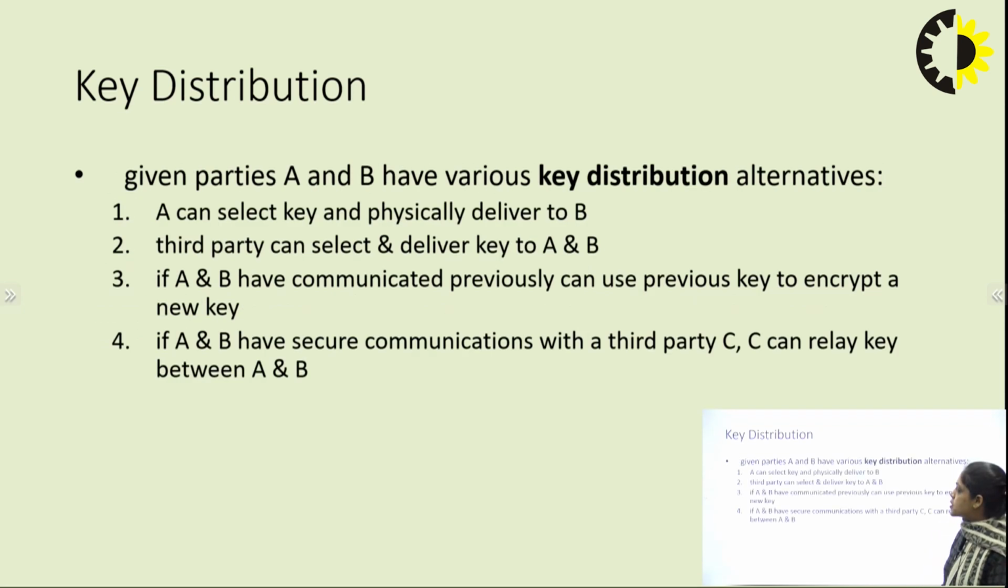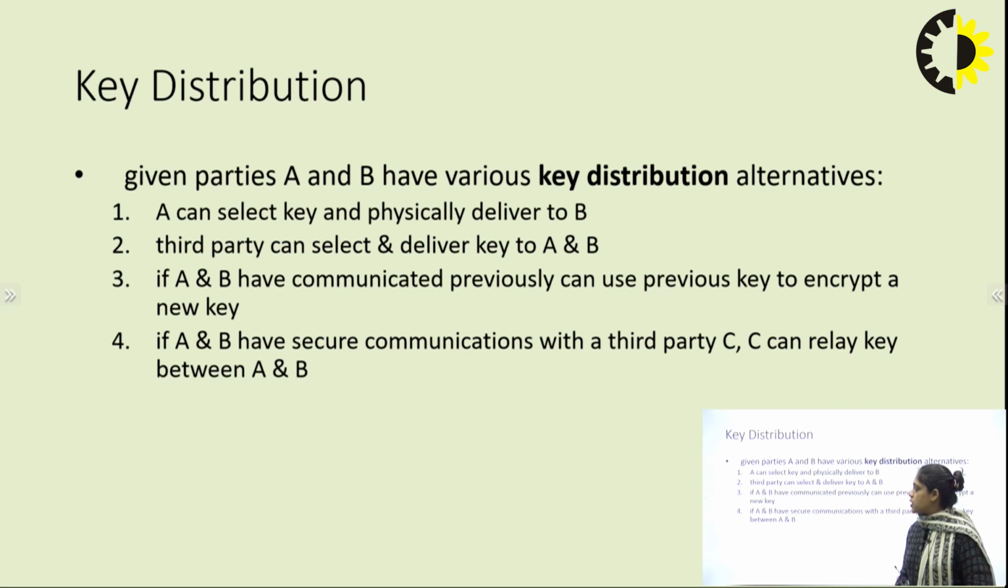So here we can see that the parties A and B have various key distribution alternatives. First one is A can select any key and physically deliver it to B. If A wants to communicate with B, the first option for how these two parties share their keys is that A will create a key and, with a physical meeting, deliver it to B.